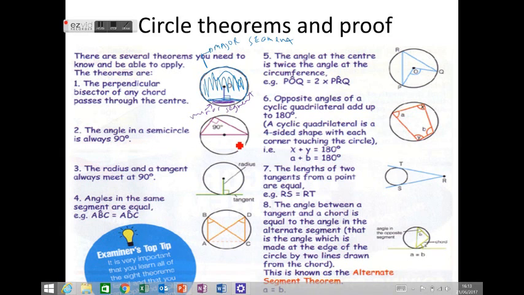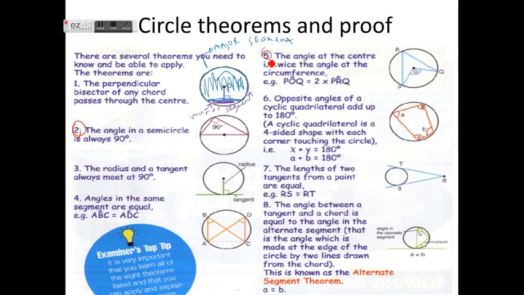Okay, so let's look at the second one. It's pretty important. It comes up in loads and loads of questions, actually, in exam questions. And it's actually a special case of another theorem. So number 2 is a special case of number 5. I'm going to explain that to you in a second. So the angle in a semicircle, so do you see this angle here formed by the diameter? So the angle in a semicircle is always 90 degrees, and that always comes in handy.